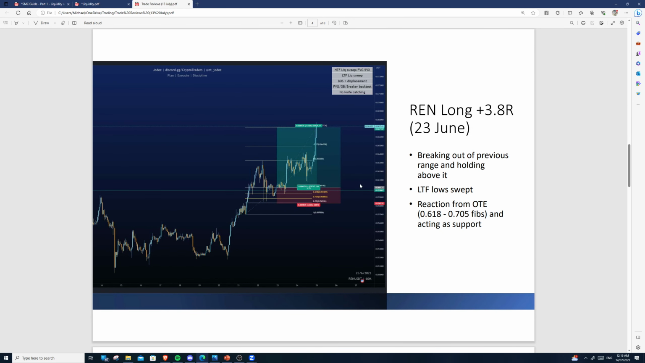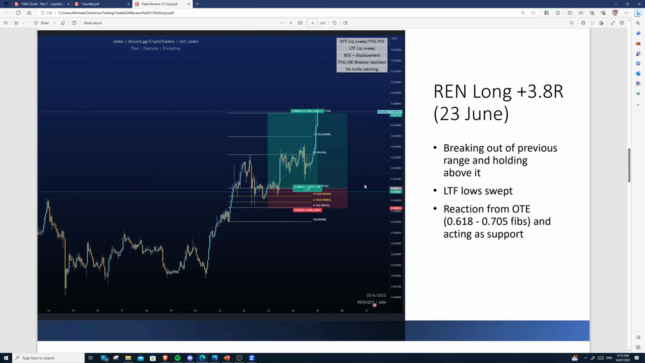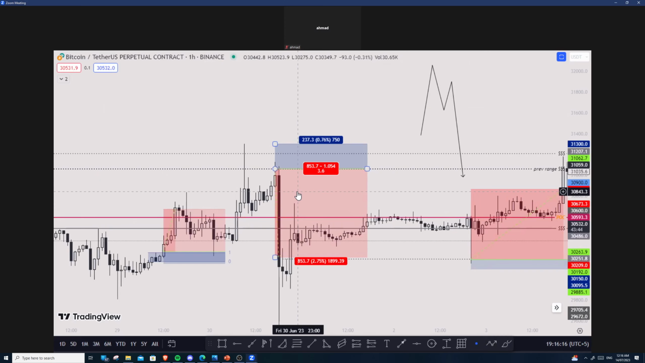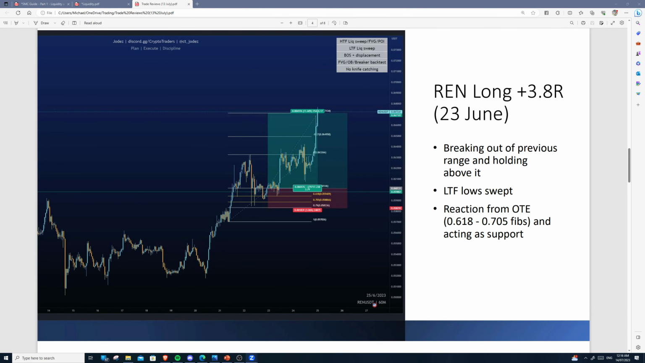Next trade is a long on Ren. This is actually Ahmed's setup. So do you want to sort of walk us through this setup as well, Ahmed? Sure.